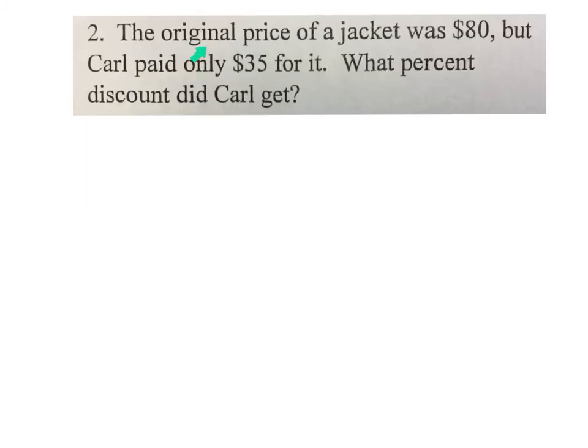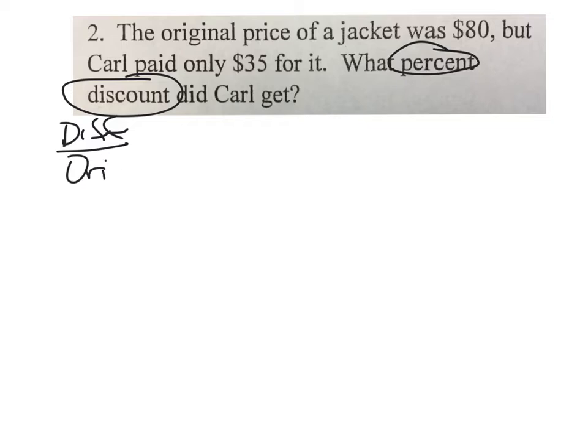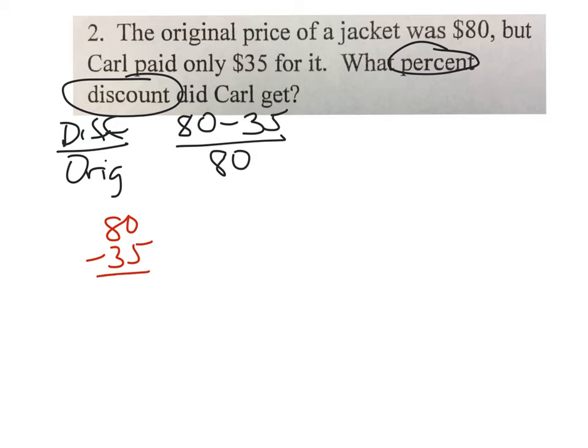Okay, so the original price for the jacket is $80, but Carl paid only $35. What is the percent discount? Again, percent, circle it, percent discount. That means difference over original. So the difference, meaning subtract, would be 80 minus 35, and the original price was the $80. So when we subtract the two, 80 minus 35, you're going to get 45. So this is 45 divided by 80.